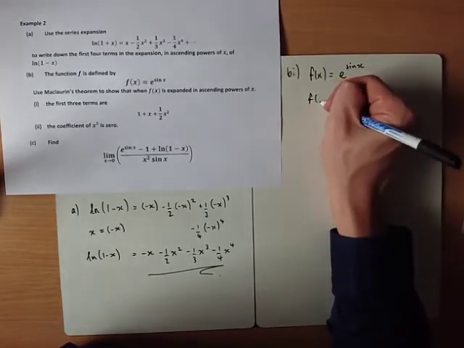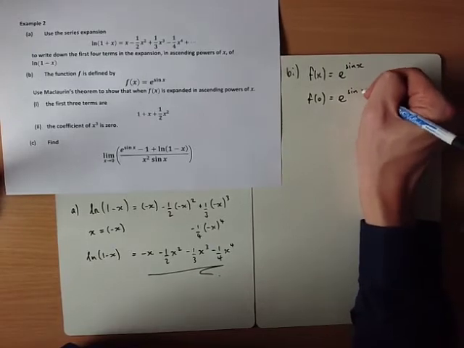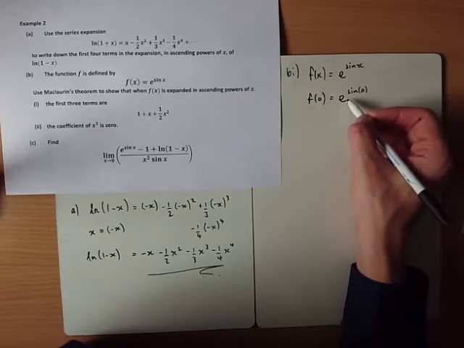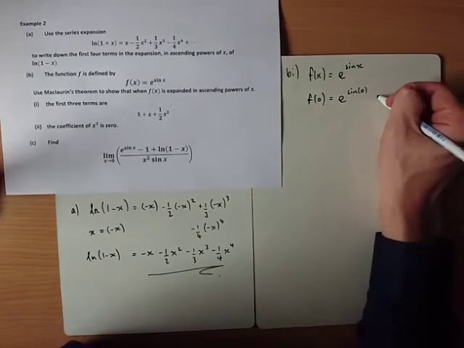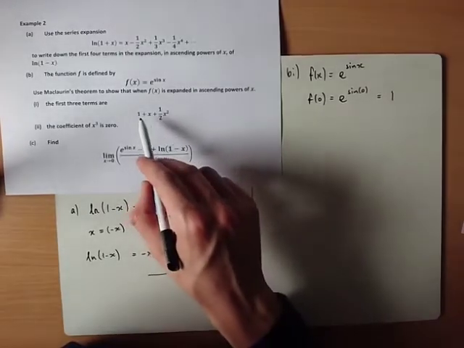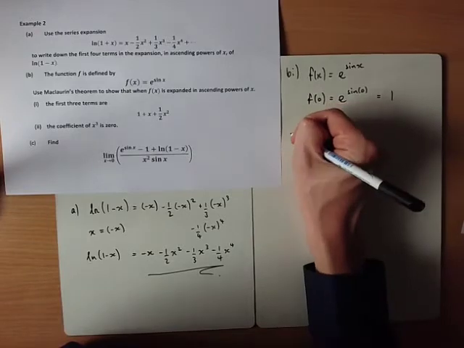So f of 0 would be e to the power of sine of 0. Sine of 0 is 0. E to the power of 0 is 1. Make sure you show this because obviously the answer is provided. We need to justify where this is coming from. Okay. Now let's differentiate.